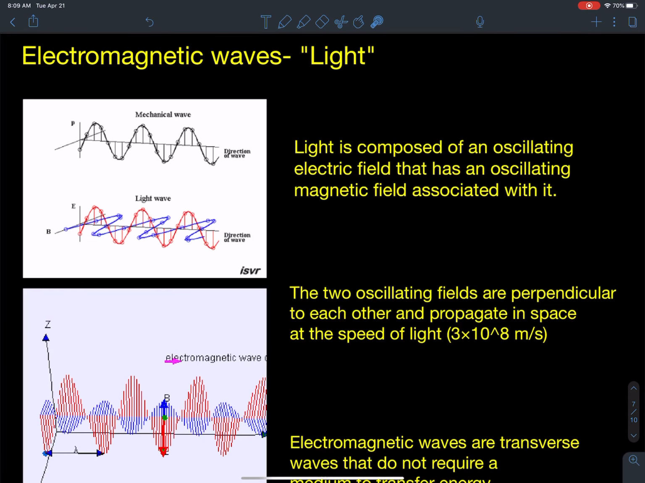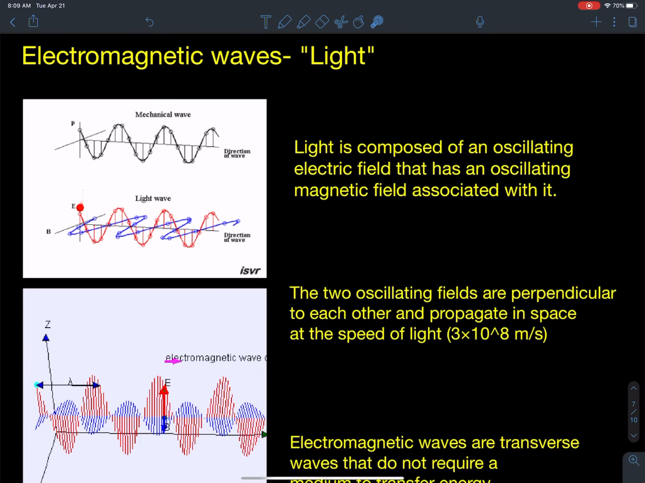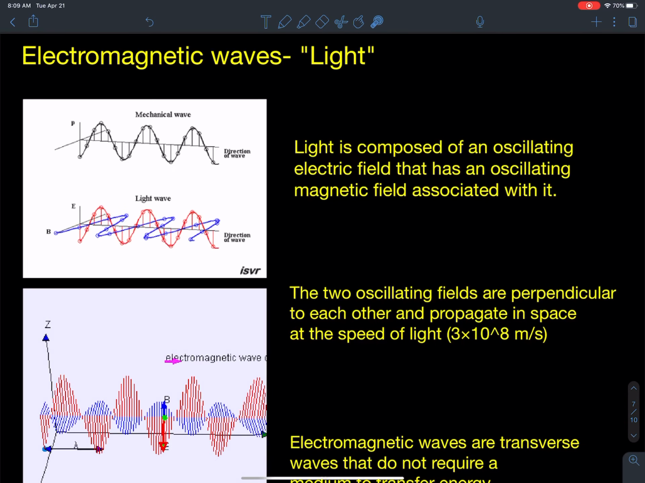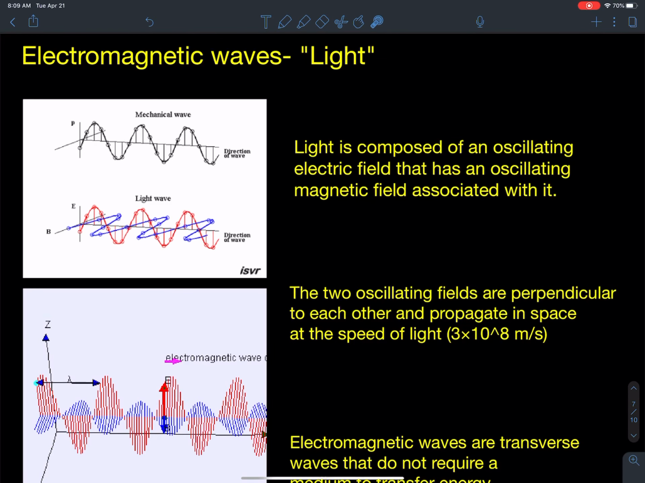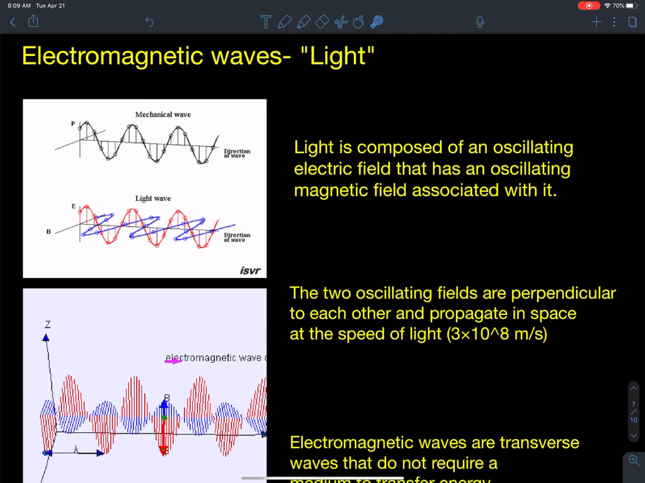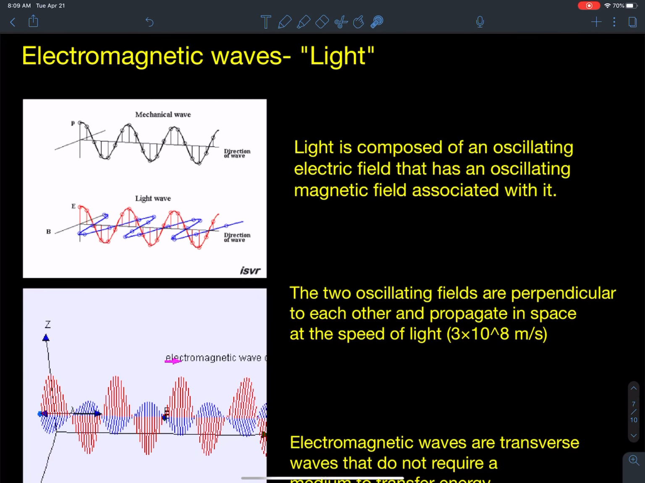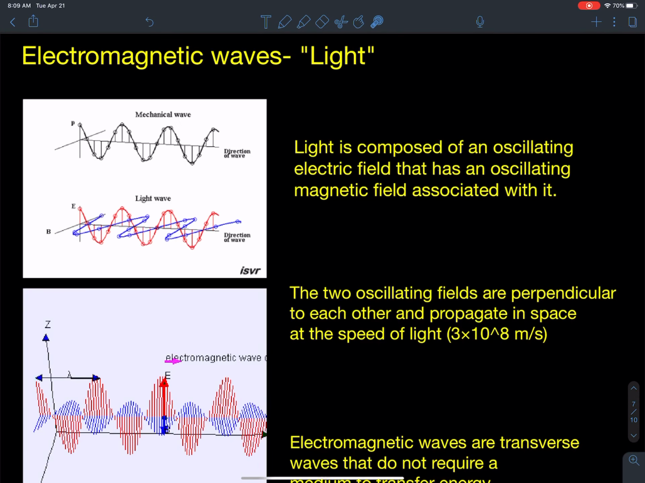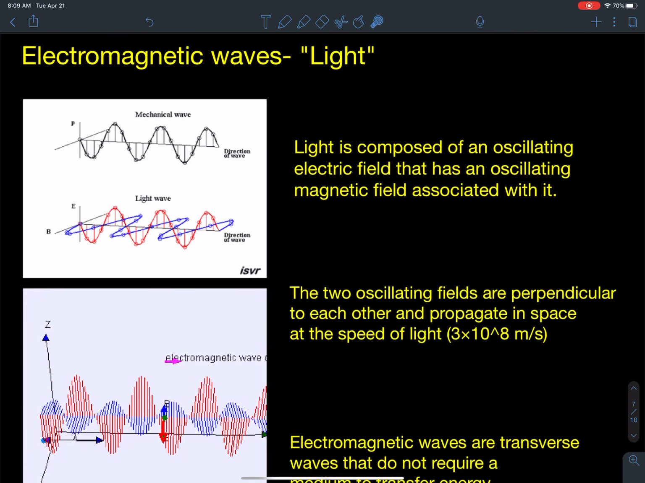And something you're going to learn in the next unit is whenever you move a charge, you generate a perpendicular magnetic field. So this blue line is a magnetic field. So in light, you have an oscillating electric field and an oscillating magnetic field perpendicular to it. And that's what it looks like. Now, that oscillating electric field and magnetic field can interact with other particles that would interact with electric fields and magnetic fields as well. And that's how we sense light.